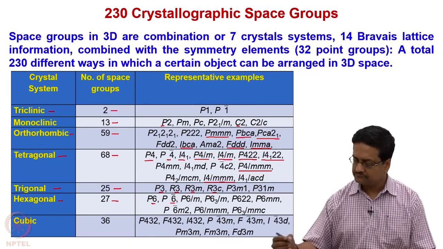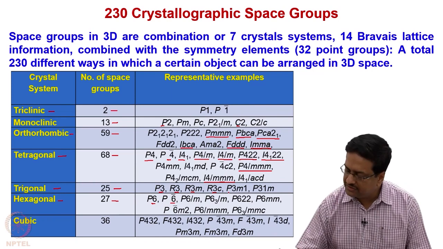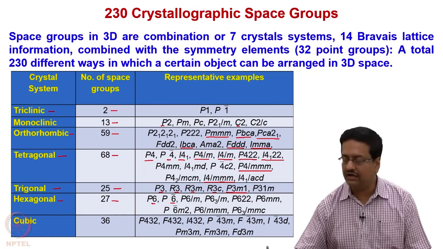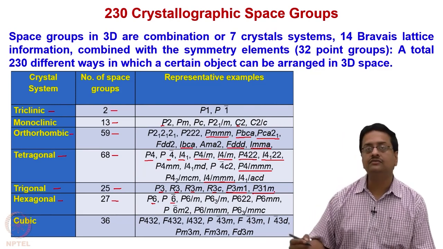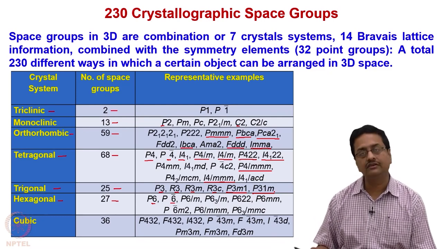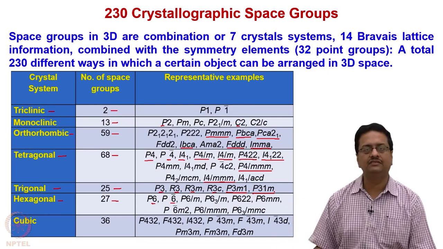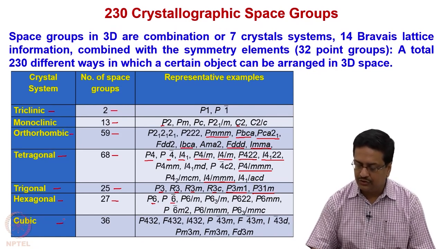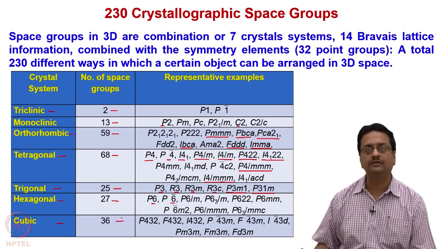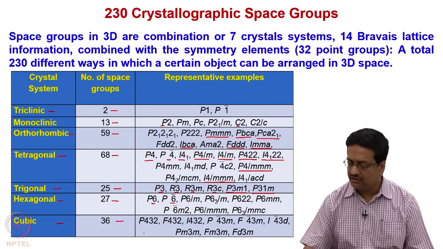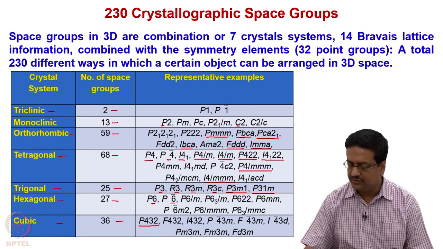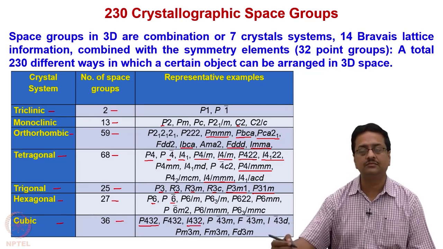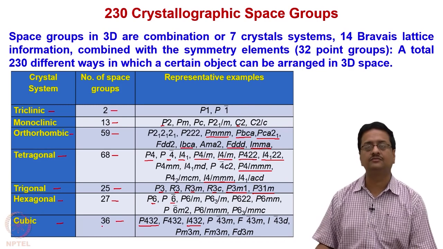And in the previous class, we tried to distinguish between P3m1 and P31m in the two-dimensional lattice, and here in the case of trigonal, we have similar situations. The final is cubic, under which you have 36 space groups, designated as P432, I432. Remember, these are just representative examples. I have not listed all the space groups.